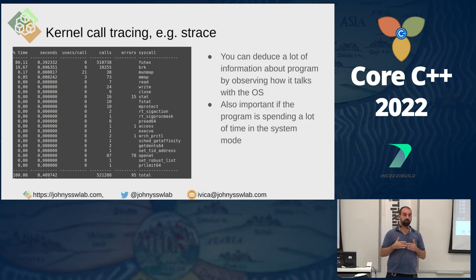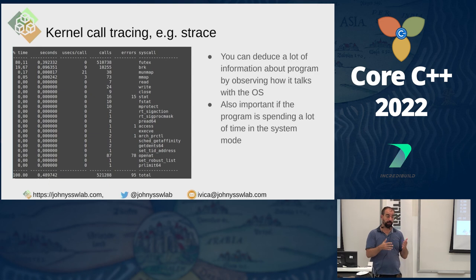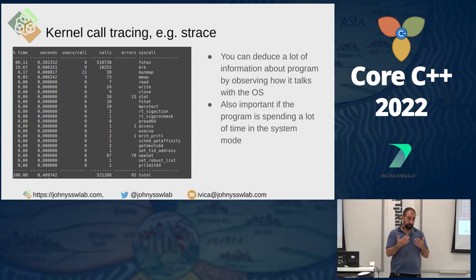Normally, when your program is running, it is running in one of two modes. One is the user mode, where it is executing something that the compiler compiled, and the other one is the system mode, where the operating system is doing something for the program. So that's it. Now, to understand what strace is doing, you actually need to understand the system calls.